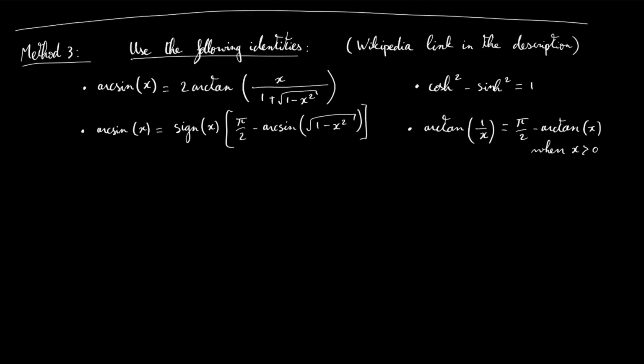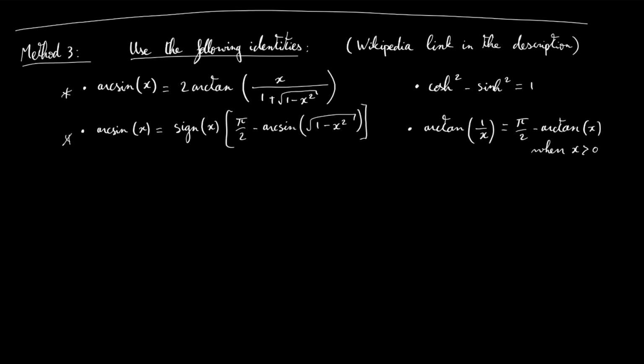So some of these identities are maybe not very well known, but you can actually find them on the Wikipedia page, in the link in the description. The first identity is about expressing arcsine as a function of arctan: arcsine of x is equal to 2 times arctan of x over 1 plus the square root of 1 minus x squared.